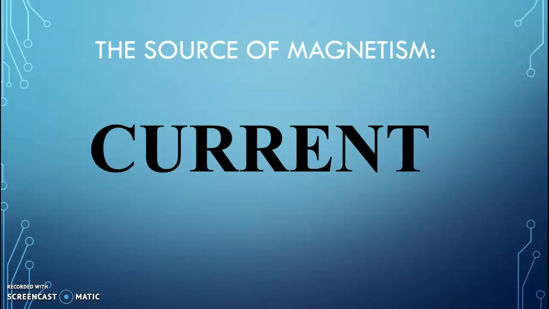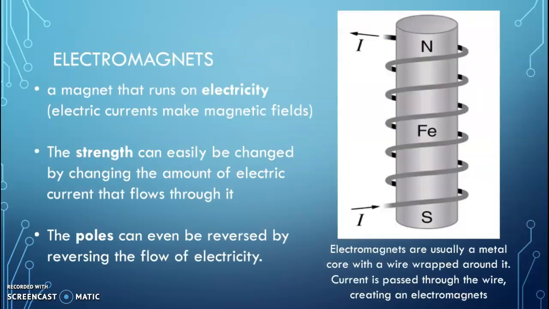And as we learned so well in Physics 106, the source of all magnetism is current, which leads us into the next type of magnet I wanted to talk about, which is electromagnets. These magnets run on electricity.